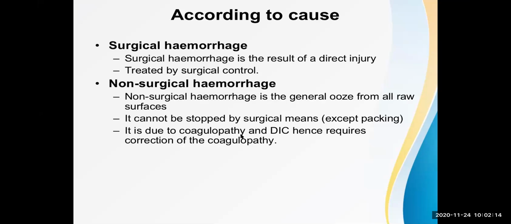Okay. Now, one important difference between surgical and non-surgical hemorrhage is that in non-surgical, there is a generalized oozing from all raw surfaces as a result of DIC or coagulopathy. And it cannot be stopped by tying the knot there. We need to compress that area with packing, with gauze. A lot of gauze pieces will be necessary, and we pack that area. We give a bit of pressure, and after some time, it will stop. Whereas in surgical hemorrhage, we tie the knot there. Which artery or which vein is bleeding, we find that out and tie that blood vessel. The bleeding will stop in surgical hemorrhage.